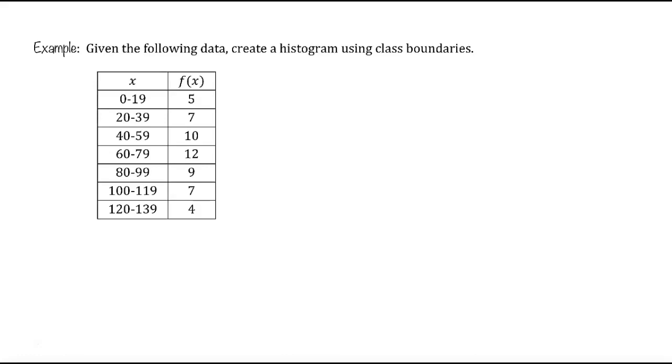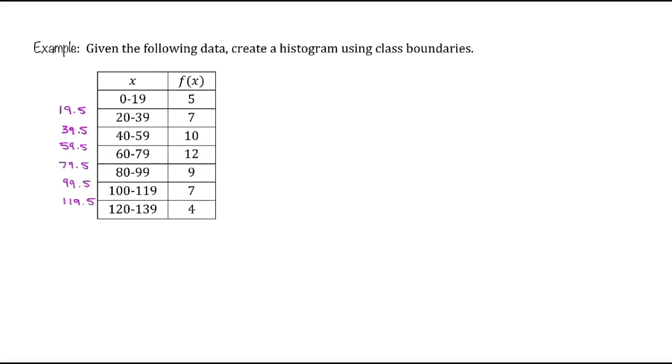The first class ends at 19, and the second begins at 20. The center of the gap between those two classes is 19.5. You can also find that by adding 19 and 20 together and dividing by 2. Similarly, the second class ends at 39, while the third begins at 40. The center of that gap is 39.5. Let's continue in this way and find the class boundaries between each of the classes.